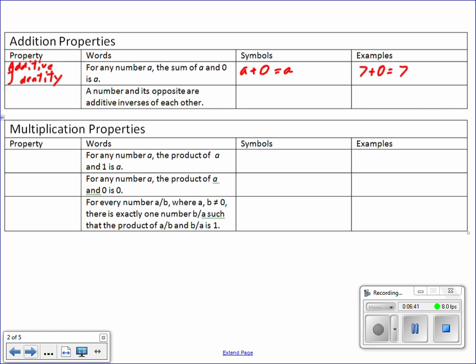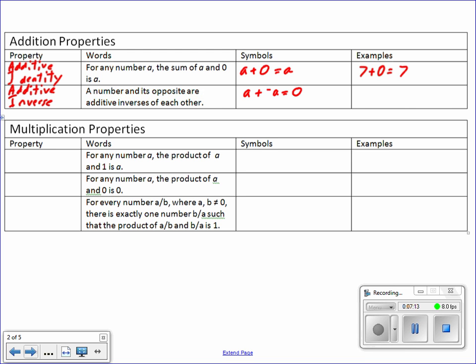A number and its opposite are additive inverses of each other. That's our, in the definition, additive inverse property. Inverse. So A plus negative A equals 0.